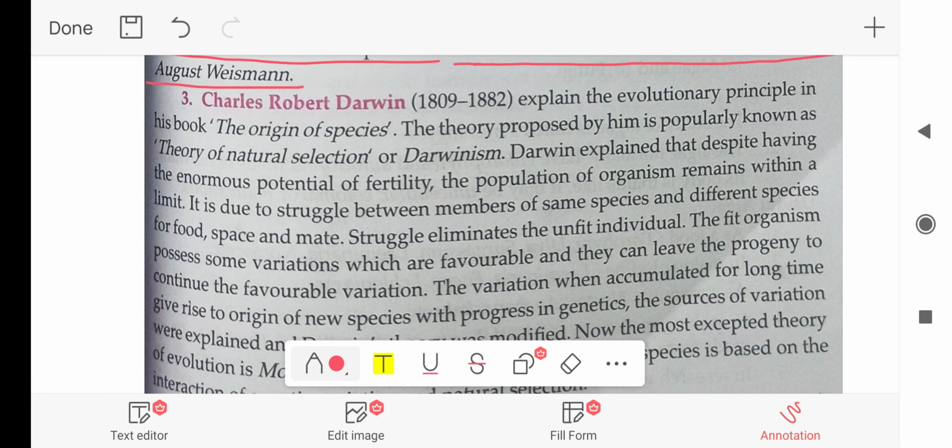Next, Charles Robert Darwin. We all know him very well. Darwin explained the evolutionary principle in his book, The Origin of Species. The theory proposed by him is known as the theory of natural selection, or simply Darwinism. Darwin explained that despite having enormous potential of fertility, the population of organisms remains within a limit.